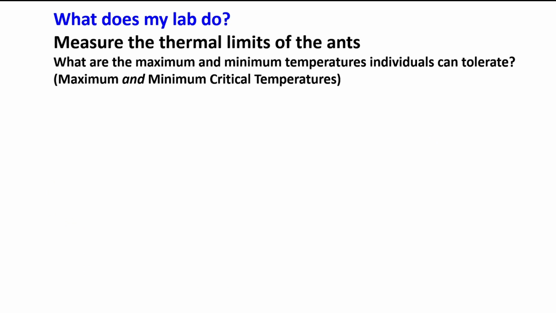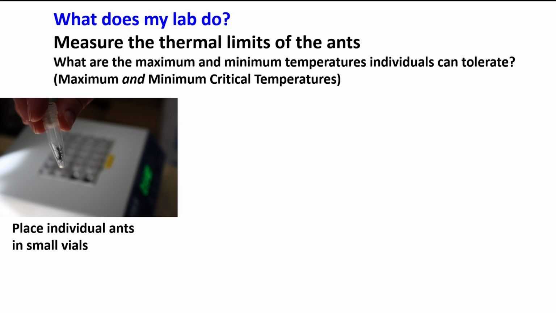And we also measure the thermal limits of the ants, and these data are going to be really important to this talk. What we're interested in doing is getting a handle on the maximum and minimum temperatures that the ants can tolerate. So we're going to refer to these as CT max, or maximum critical temperature, and CT min, or minimum critical temperature. So how do we measure these?